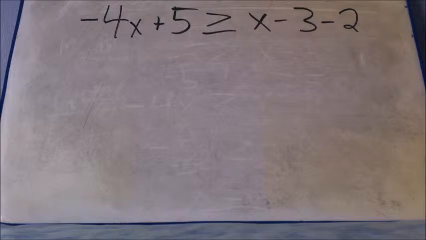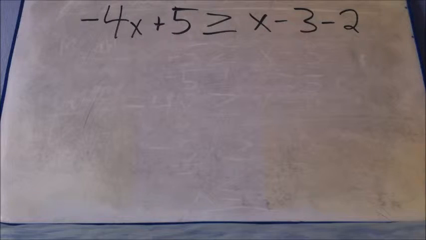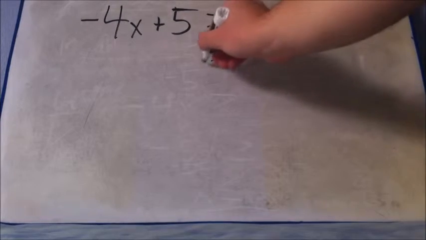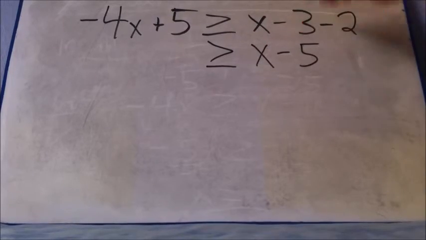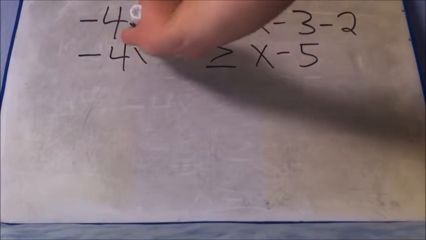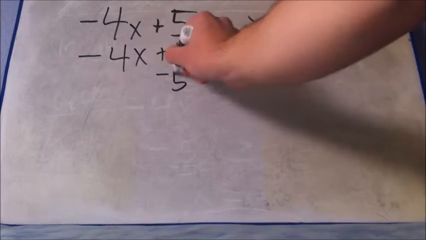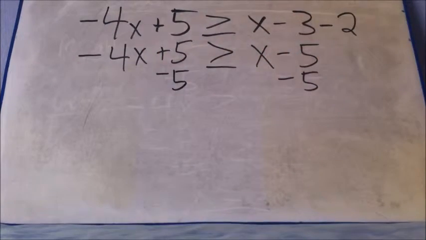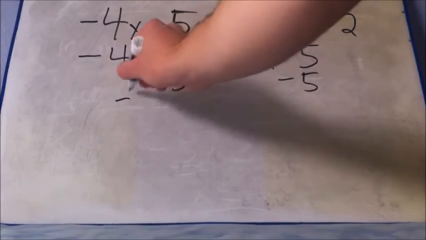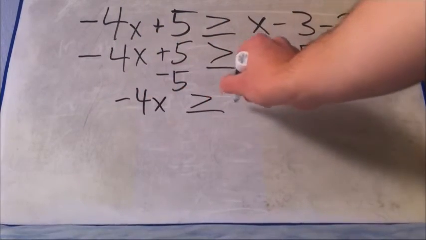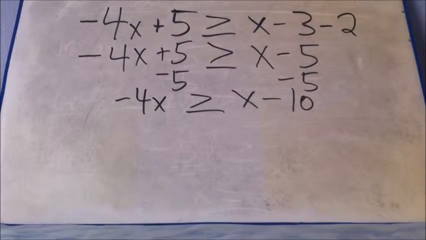Let's now work with an inequality that requires us to do just a little bit more thinking. Negative 4x plus 5 is greater than or equal to x minus 3 minus 2. First on the right side, let's combine the negative 3 and the negative 2, which leaves us on the right side with x minus 5, and on the left side, negative 4x plus 5. Now let's subtract 5 on both sides to get the negative 4x on the left by itself. Subtracting 5 on both sides, we're left with negative 4x is greater than or equal to x minus 10.